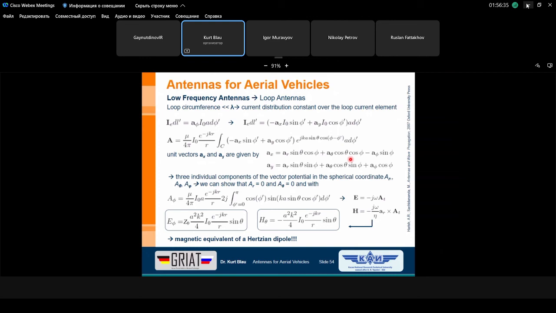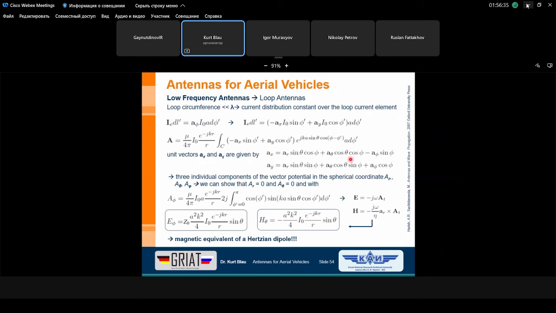So we can realize three individual components of this vector potential in spherical coordinates. It's clear. And the same as in the case of our Hertzian dipole, in the radius direction, theta direction, and phi direction. And now we can also show that in the radius direction, the field components are negligible. I have written here 0.